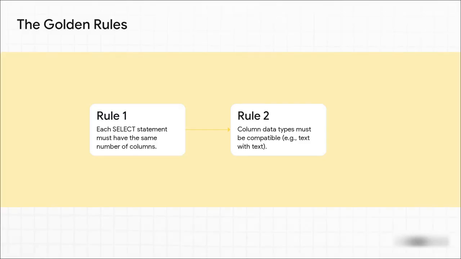Here they are. Rule number 1, your select statements have to pull the same number of columns. Simple enough. Rule number 2, the data types of those columns have to be compatible. I mean, it just makes sense, right? You can compare a list of text with another list of text, or numbers with numbers, but you can't really combine a list of song titles with, say, a list of album release dates. SQL knows this, and it'll throw an error.